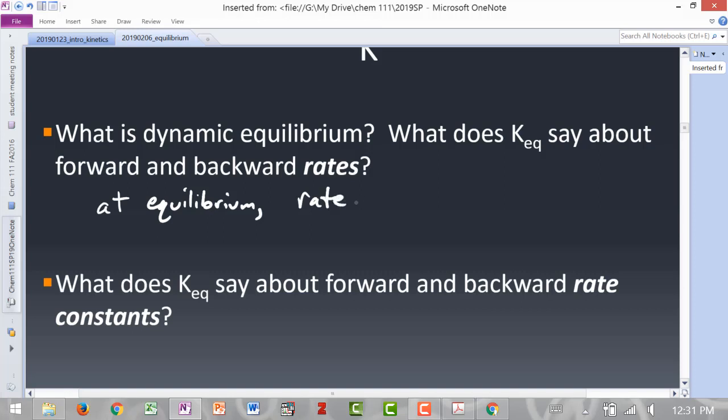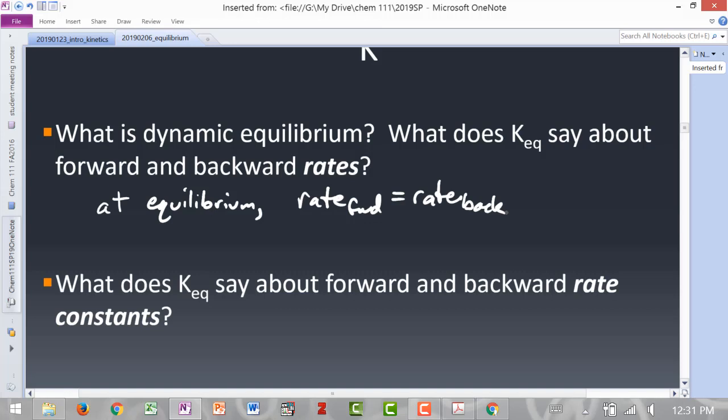But then what's dynamic equilibrium? Dynamic equilibrium means that not only are these rates the same, they are not zero. If it were static, these rates would be zero and nothing would be changing at all. Here they're changing, but they're changing at the same rate. So at any time you look, you will get the same value for the concentrations.